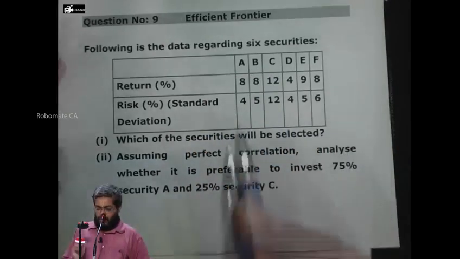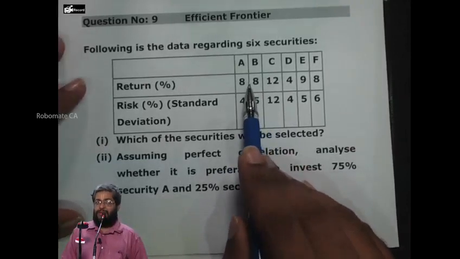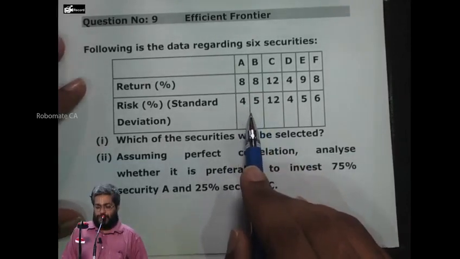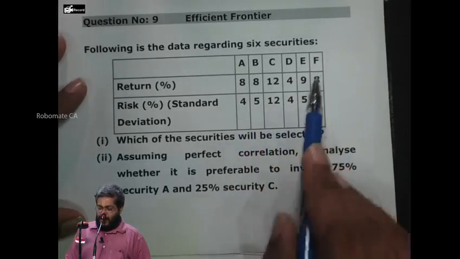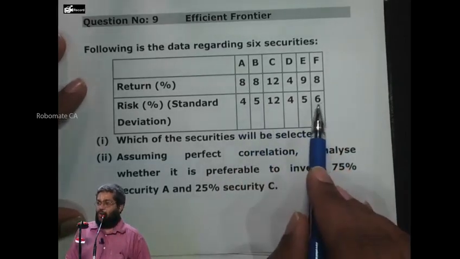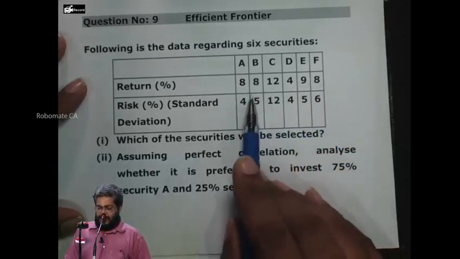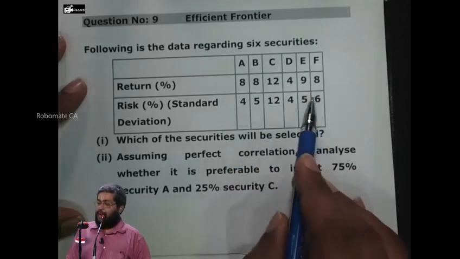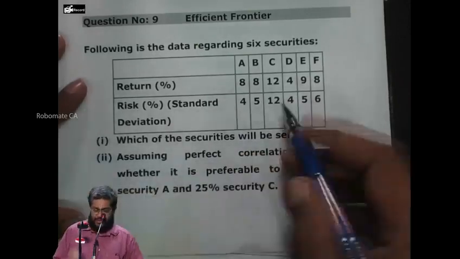Accepted? Now, look at this and tell me, security A is giving how much return? 8%. And how much risk? 4%. Is any other security giving more return for the same 4% risk? No. Is any other security giving the same return for a lower risk? No. A is efficient. Right or not? Next, come to B.